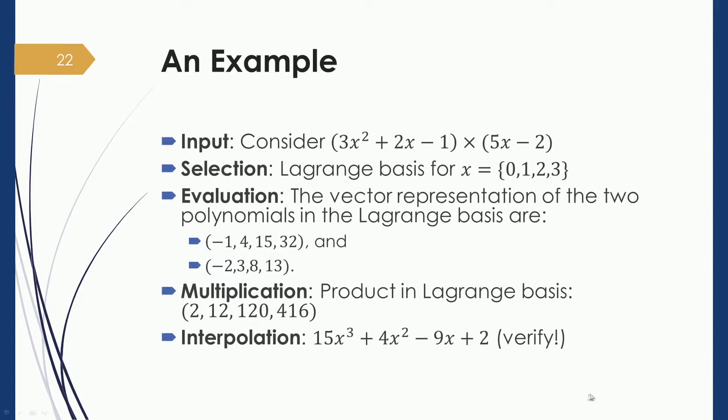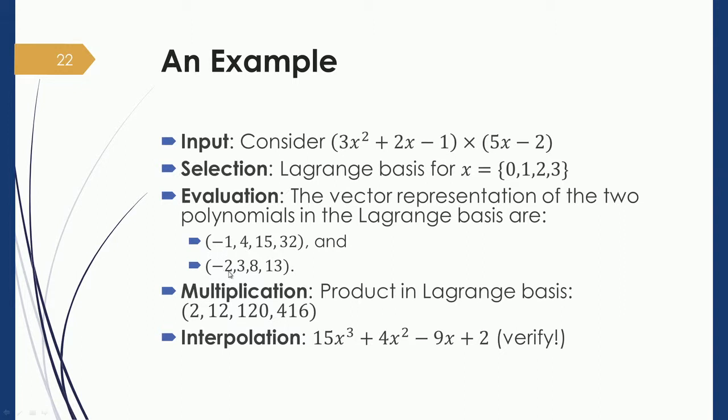So let us just look at this, the first term here in this Lagrange basis representation of the vector of polynomial A. The first x value is 0. So when we substitute 0 here, this term is a 0, this term is a 0, and this term is a negative 1. So which is why our first term here is a negative 1. Similarly, we evaluate the polynomial A at x equal to 1 to get 4. When we evaluate it at 2, we get 15, and so on. So these are the point value representations of the two polynomials. And so the product can be computed very easily.